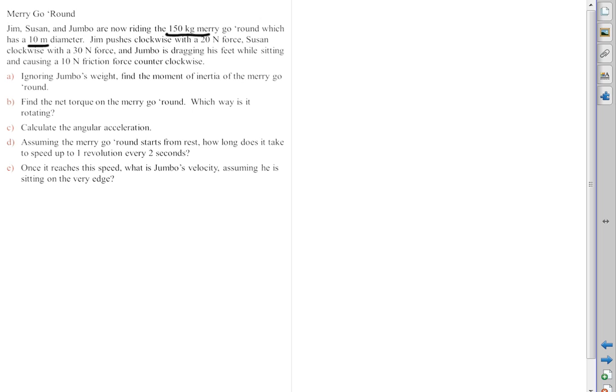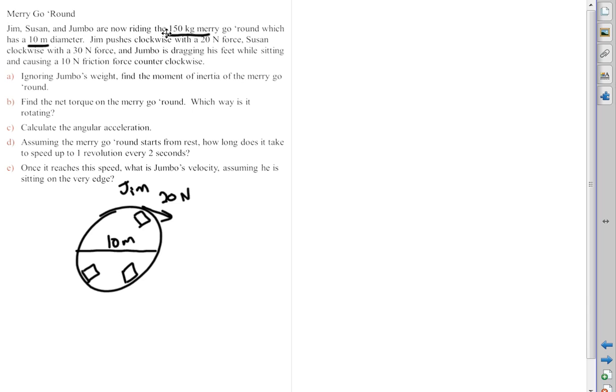So we'll just go ahead and underline some of this key information, draw the picture. 10 meters, and you've got Jim and Susan at their locations. It says that they're riding, so we're going to ignore their weight on it too, I guess. He's pushing it clockwise at a 20 Newton force. Susan at a 30 Newton, and Jumbo in the opposite direction, dragging his feet at 10 Newton force. So the first question just says, find the moment of inertia of the merry-go-round.